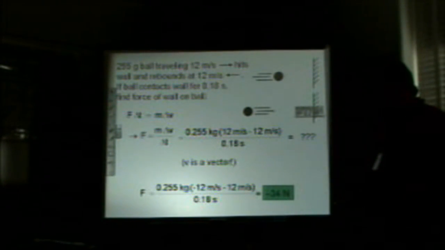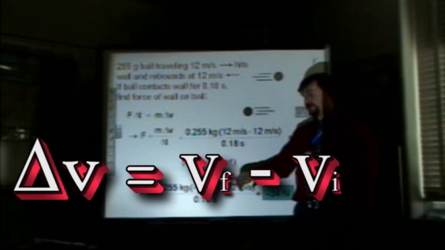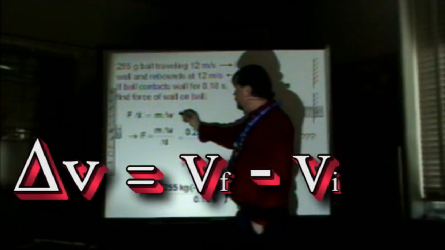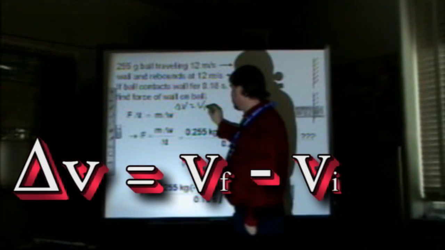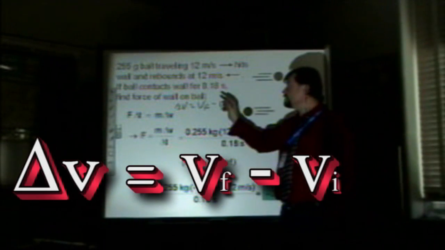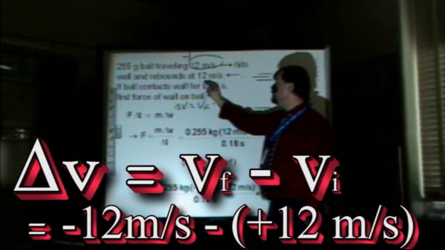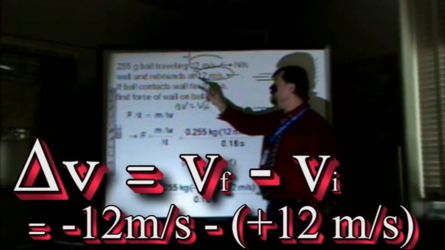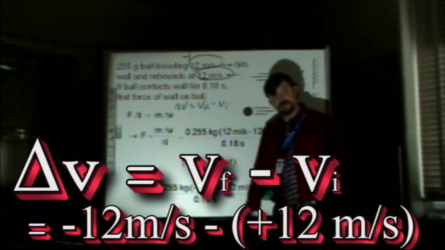Wait, so why is the first one negative? On the second one? It's final, or change, delta V equals V final minus V initial, right? What's our initial velocity? 12. Plus. Yep. What's our final velocity? Minus. Oh, yeah, final goes minus, minus initial. Yep.